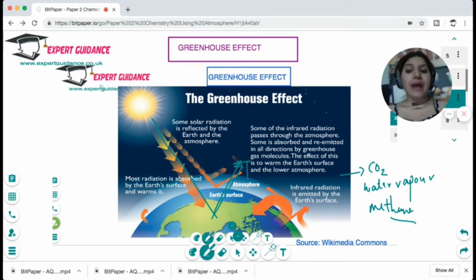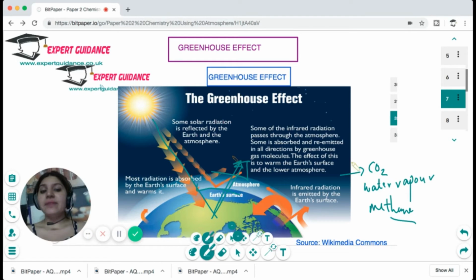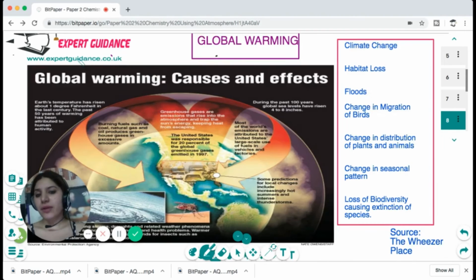But due to rapid urbanization, industrialization, and deforestation, the level of carbon dioxide has increased to a great extent, and that has caused an increase in the global temperature, causing global warming. It is causing melting of the ice caps, change in seasonal pattern, temperature change, habitat loss, and a lot of environmental problems. Global warming causes climate change, habitat loss, floods, change in the migration of birds, change in distribution of plants and animals, change in seasonal pattern, and loss of biodiversity causing extinction of species.